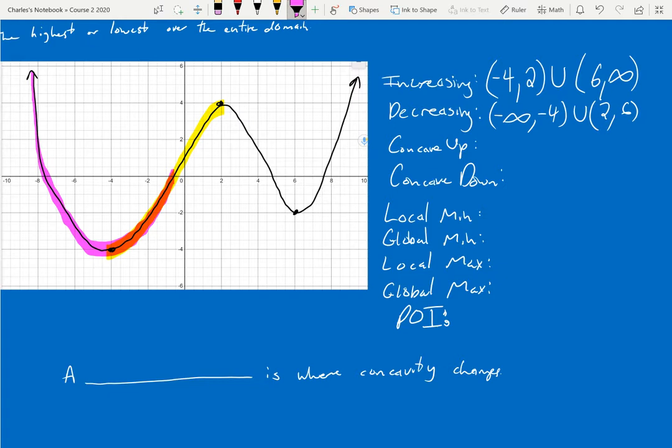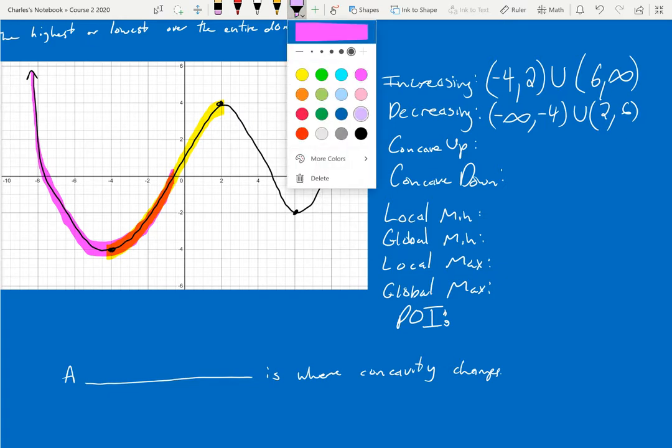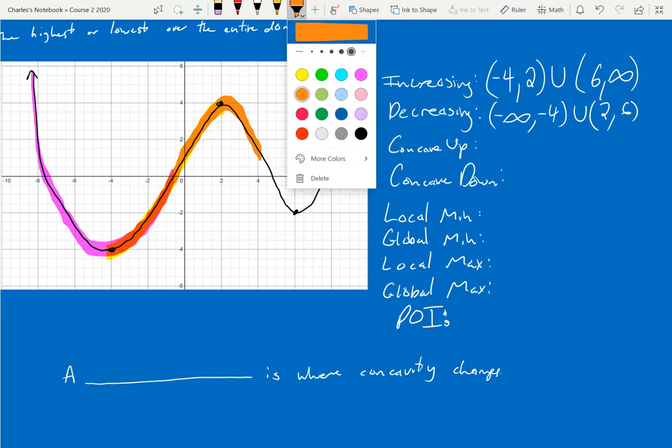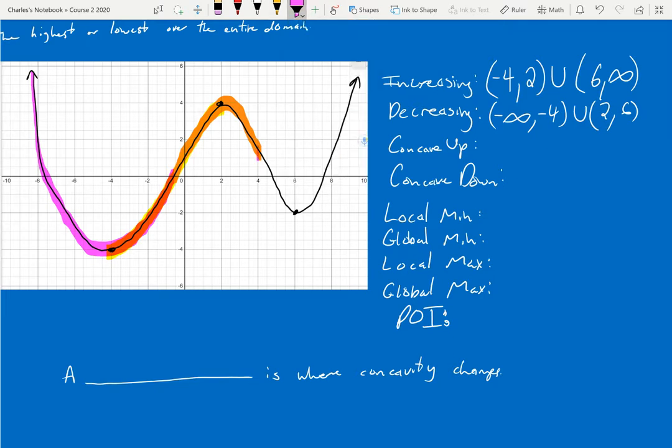And then at some point, it changes, and it's positive, but now it's starting to become less positive. Now it becomes 0, and now it becomes negative. And then it's becoming less negative, and it becomes 0, and then it becomes positive.